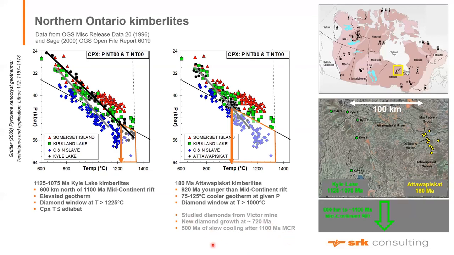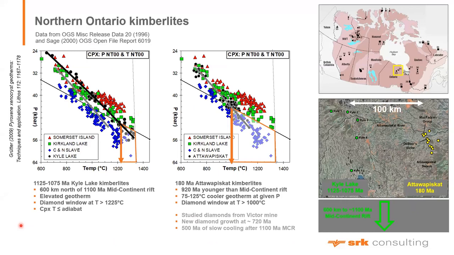And that's in gray because we wouldn't have known that if we didn't mine those diamonds at Victor and do diamond inclusion studies. In other words, we would have had to rely on this single grain evidence that I'm showing you that's on open file to reconstruct this history.